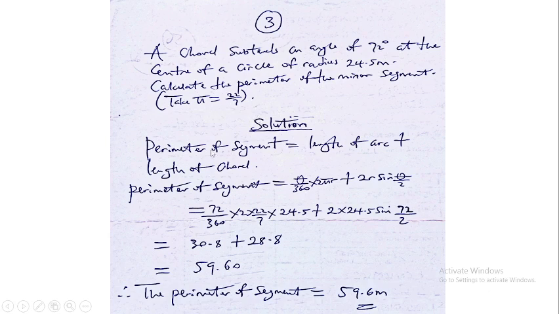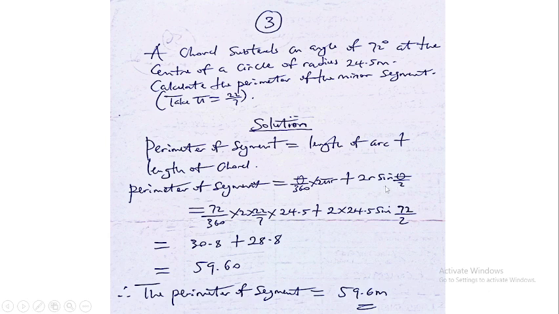The question is, what is the formula for finding perimeter of a segment, whether minor or major? Perimeter of a segment is the length of arc plus length of chord. So, of course, the formula for finding length of an arc is theta over 360 times 2 pi r, plus the formula for finding length of a chord is 2r sine theta divided by 2.